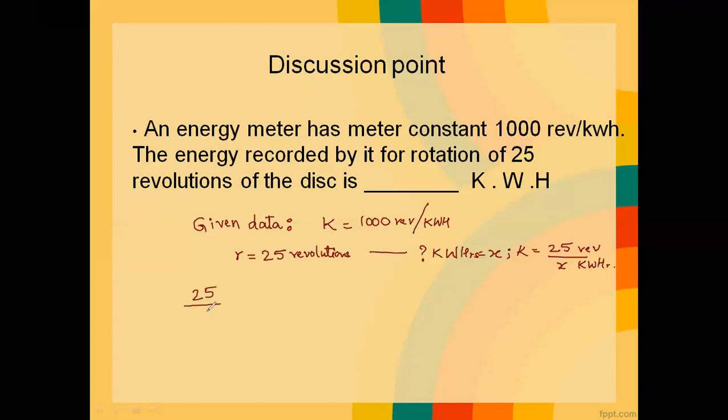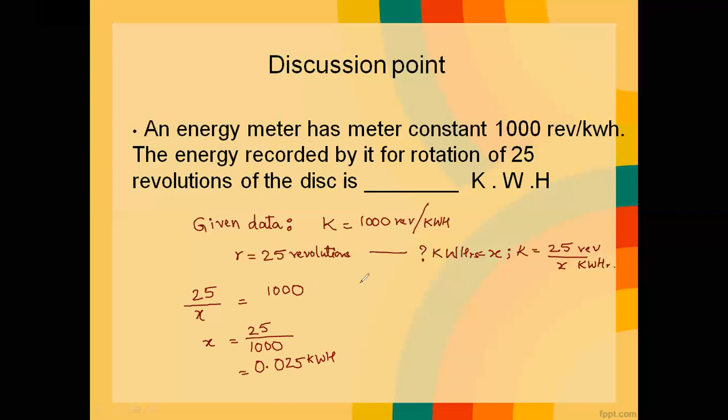25 by x should be equal to 1000. Both the sides we have revolutions per kilowatt hour. Now from this we have to find out x. So x would be 25 by 1000, which is 0.025 kilowatt hours. This is one simple way of solving the problem.